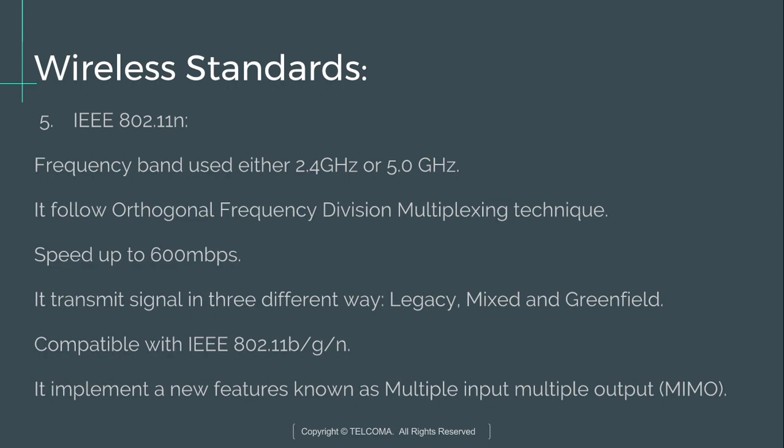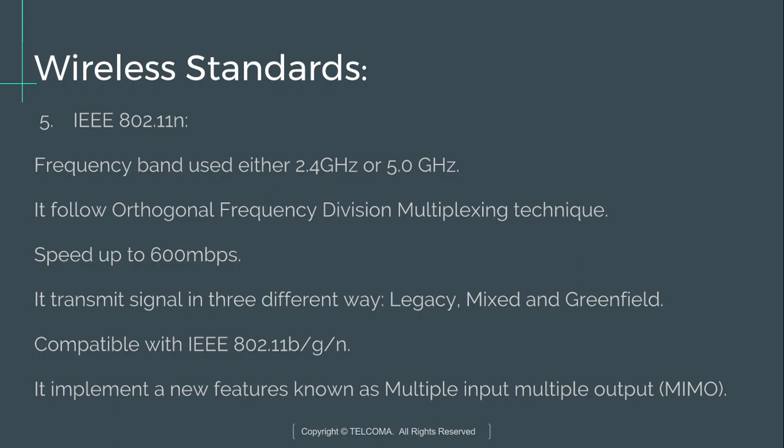So first is legacy mode. In this, the WAP, that is the wireless access point, sends out separate packets for legacy devices. It means for different devices it sends different or separate packets. Then there is mixed mode. This mode is also known as high throughput, or 802.11 HT.